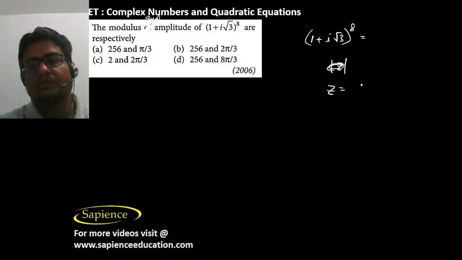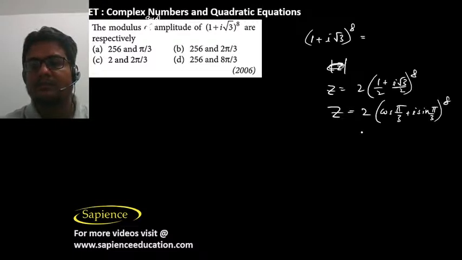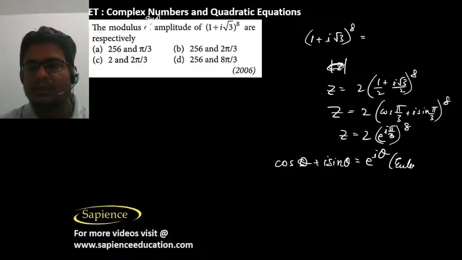This is equal to, we can take 2 as common. This will be 2 into (1 half plus i root 3 by 2) whole power 8. So z will be equal to 2 into (cos pi by 3 plus i sin pi by 3) whole power 8. So this also you can write as (2 into e power i pi by 3) whole power 8. This is the Euler form. Since we know that cos theta plus i sin theta can be written as e power i theta, which is called the Euler form.